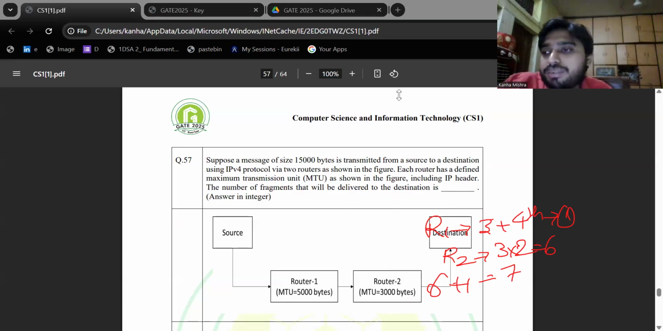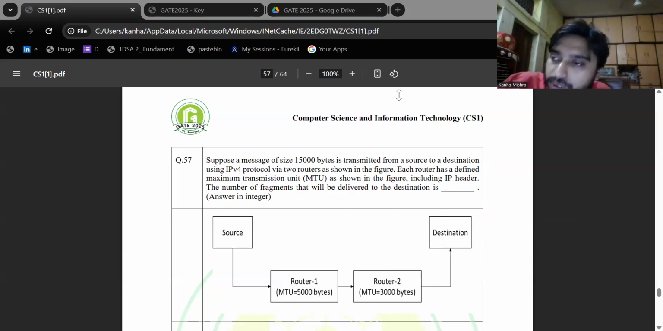So the answer to this particular question is 7 fragments. That's it for this particular question.